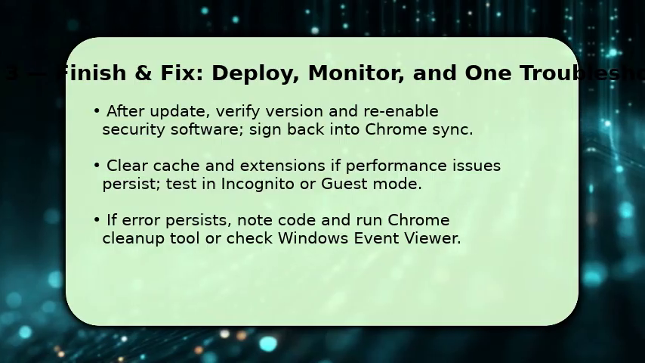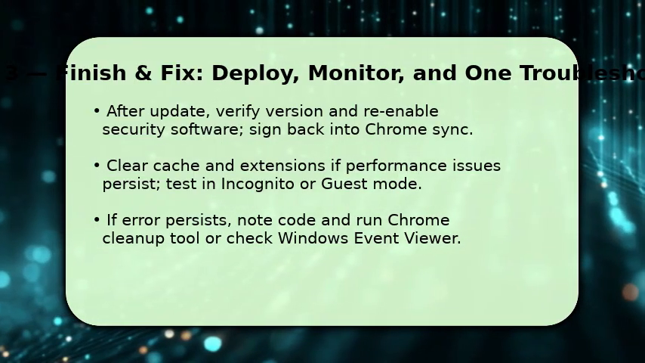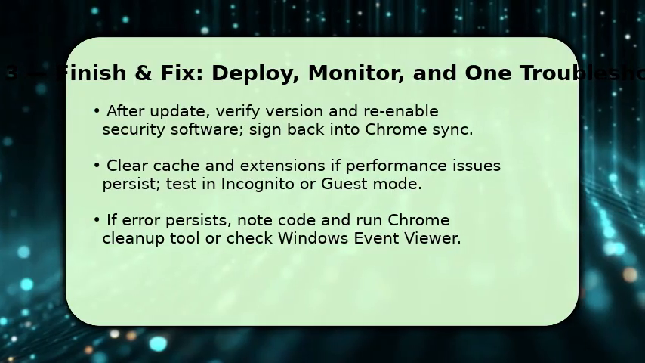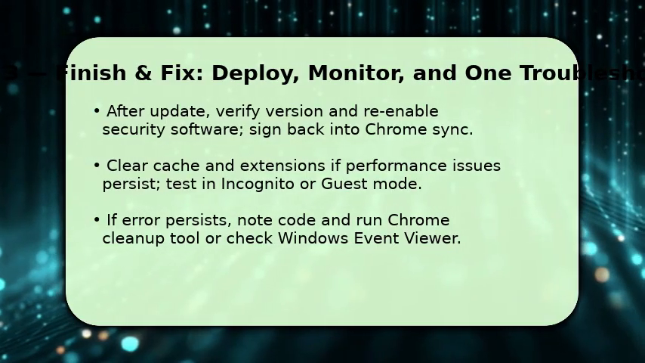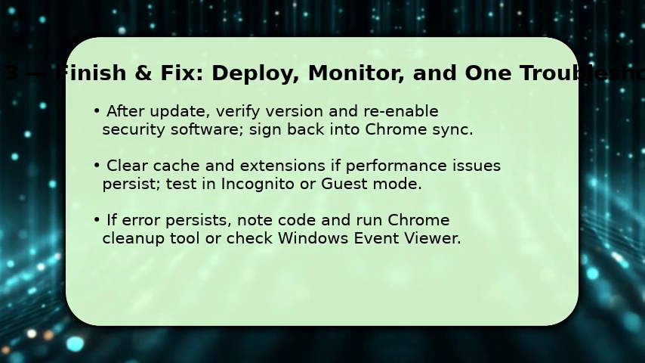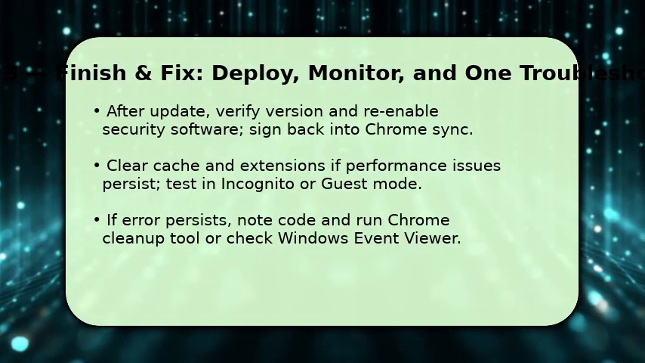If Chrome runs slow or behaves oddly, clear the cache and disable extensions, testing in incognito or guest mode to isolate the cause. If the update still fails, capture the exact error code, run the Chrome cleanup tool, and check your system logs such as Windows Event Viewer. These details will guide the next troubleshooting step or support request.